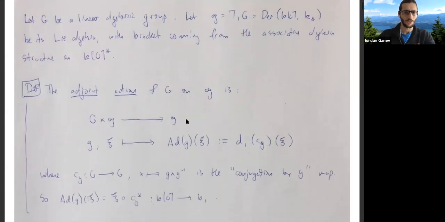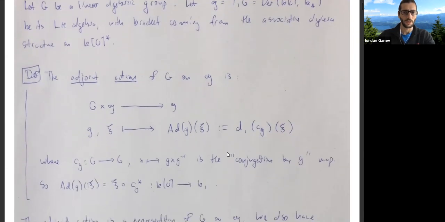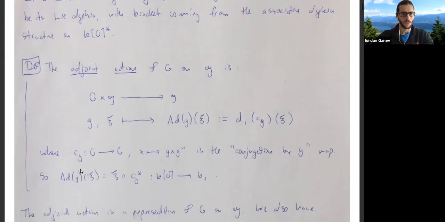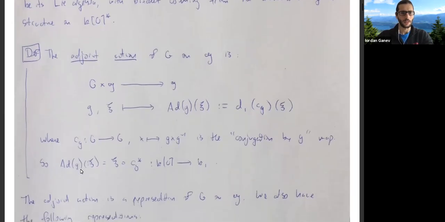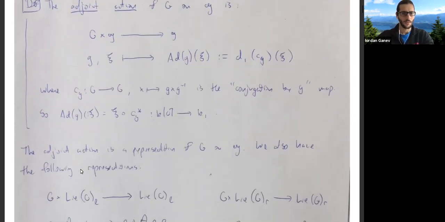So we define the adjoint action as follows. We take the conjugation map by little g, we differentiate that, and since the conjugation map takes the identity to the identity, we get an endomorphism of the tangent space of the identity, and that's the adjoint action. That endomorphism defined by little g is the adjoint action of little g on the Lie algebra. So that's when we think about the Lie algebra as the tangent space at the identity.